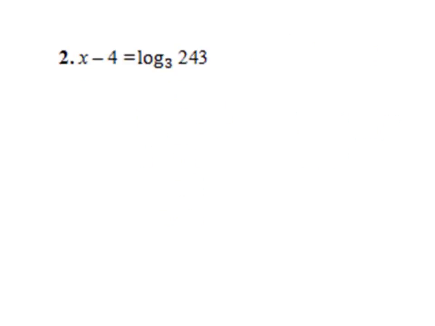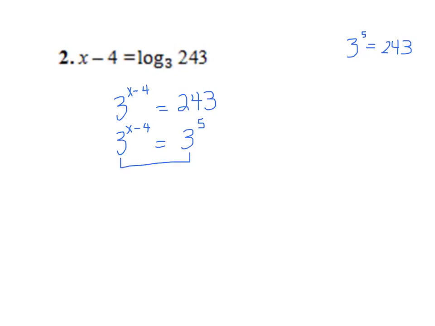This is another one, just like the one we previously did, because we know that 243 is 3 to the 5th power. We've seen that one before. 3 to the 4th is 81, times 3 is 243. So I'm going to rewrite this as 3 to the x minus 4 is equal to 243. I'm still rewriting as an exponential, and I do 3 to the x minus 4 equals 3 to the 5th using the one-to-one property. x minus 4 equals 5, so x equals 9.